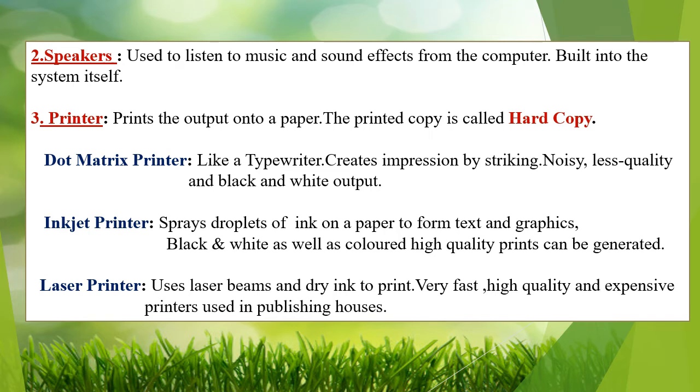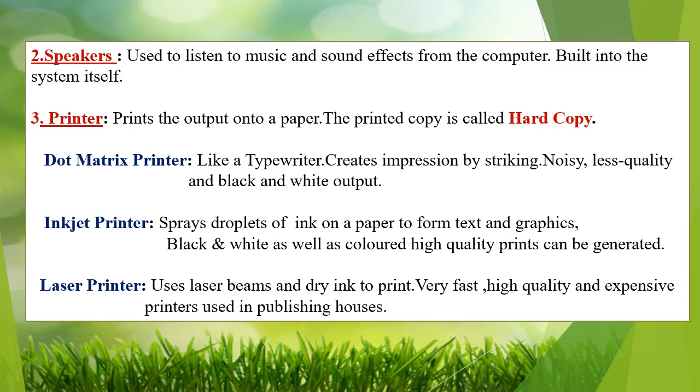There are three types of printers. The first one is the dot matrix printer. It's like a typewriter. It creates impressions on paper by striking ink onto it. Because of that, it is noisy and produces lower quality prints compared to other types of printers. Mainly the output of the dot matrix printer will be in black and white. You can even take multiple copies of your printouts using carbon paper in this particular printer.